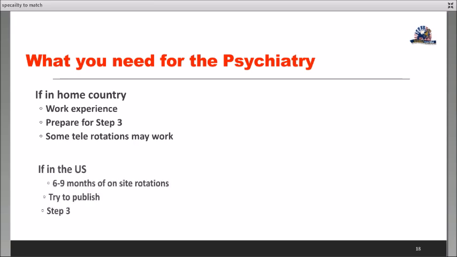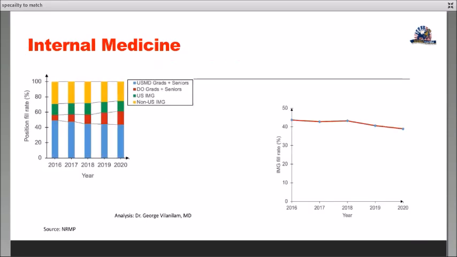Telerotations, some of the telerotations I've seen are useful, or at least you get good learnings and good LORs from psychiatry, so that's good. If you are in the US, research will help you. Step 3 already mentioned. On-site rotations are very, very useful, so at least 6 months of on-site rotations will be helpful if you are targeting psychiatry.